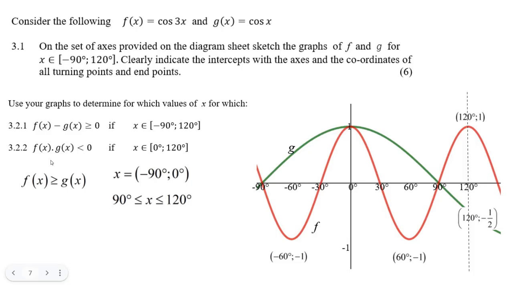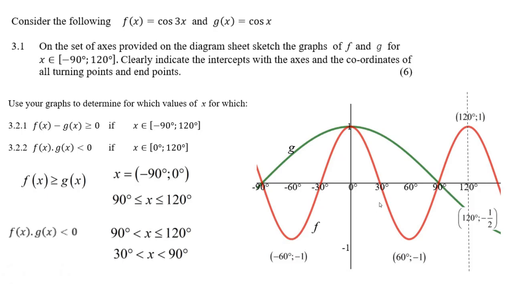Now the next question says, where does f multiplied by g give you a negative answer? Well, another way of saying that is, where are g and f on opposite sides of the line? Well, let's see here. They're on opposite sides here. They'd multiply to equal a negative. So one place is between 120 and 90 degrees. It'd be a negative answer. So there's one little region.